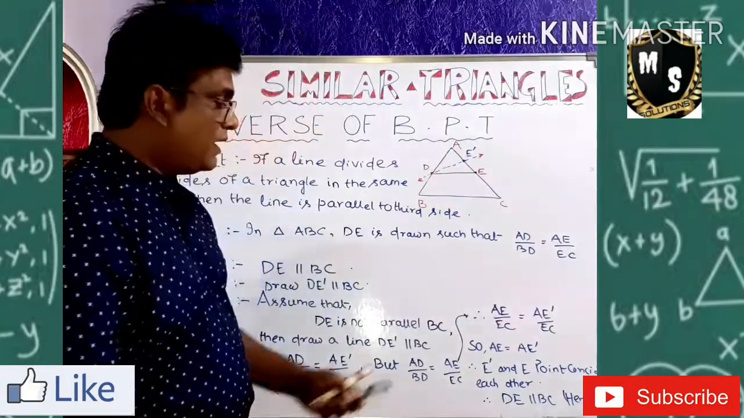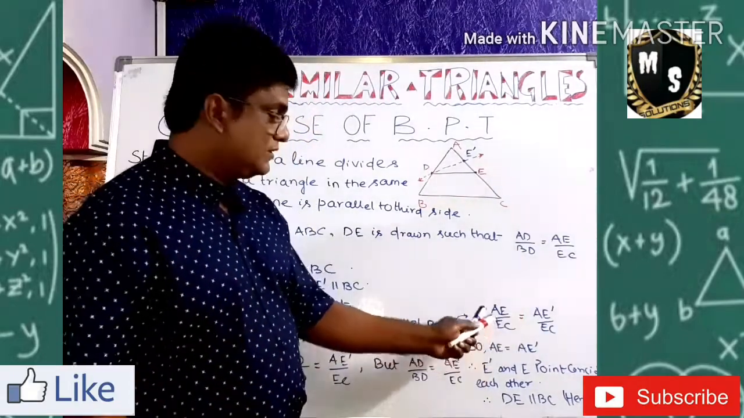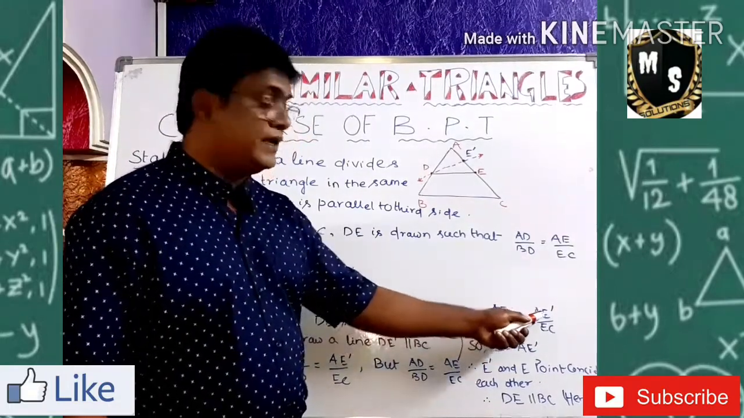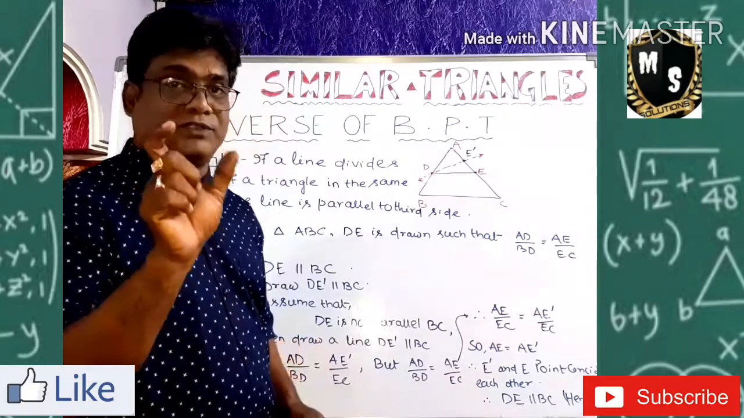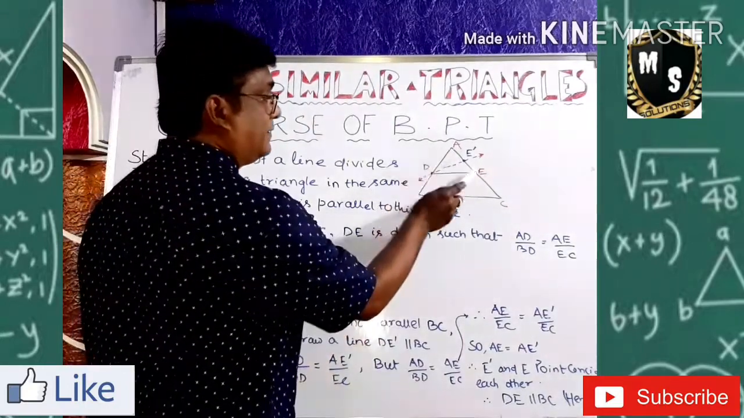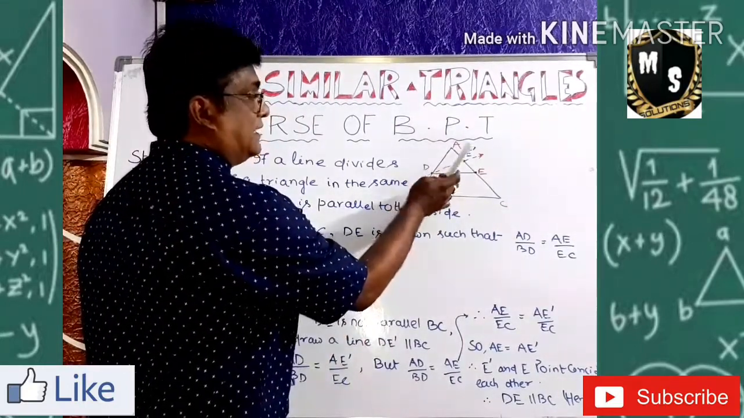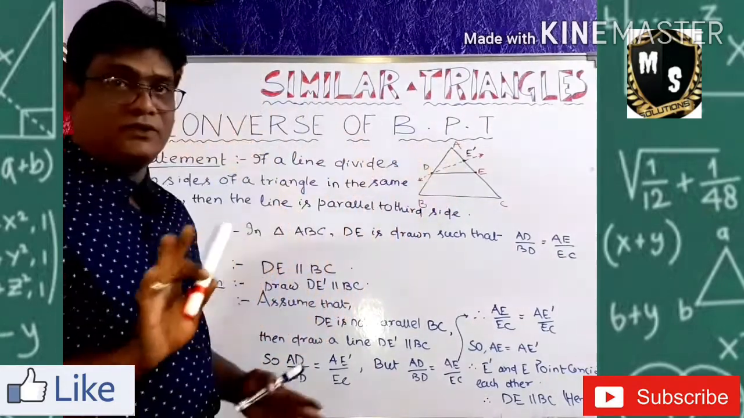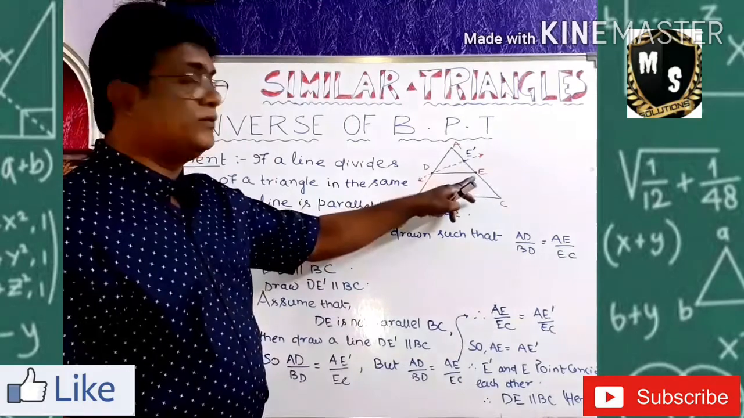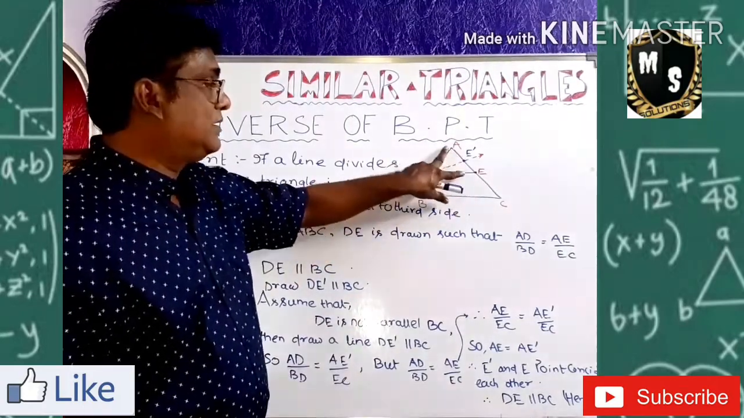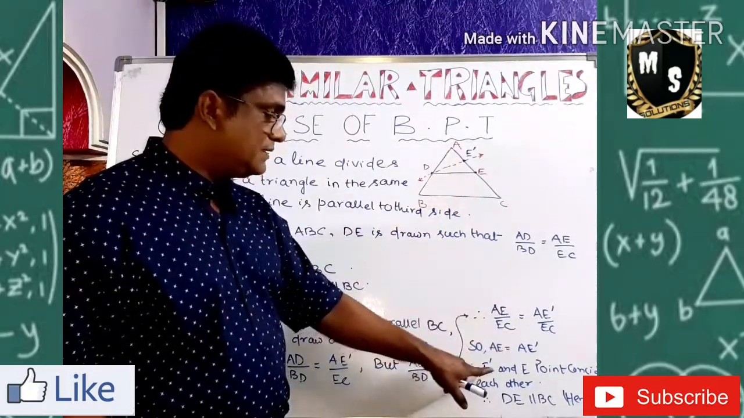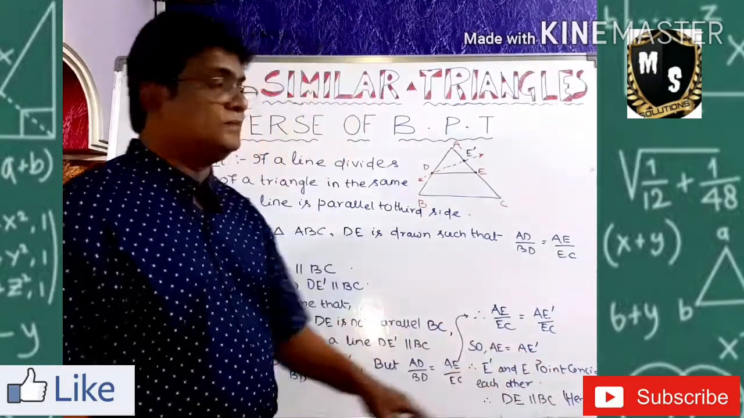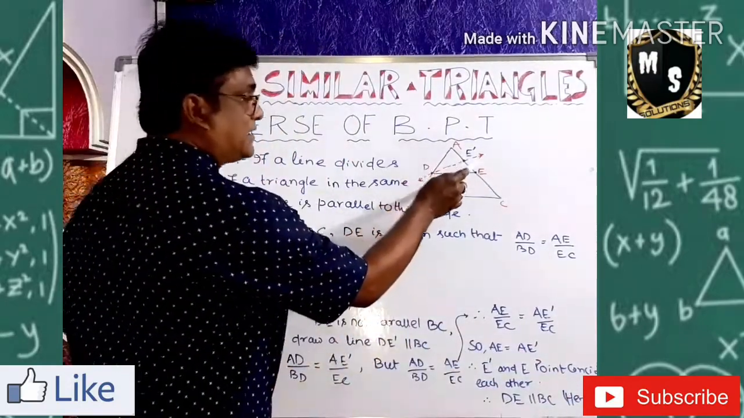See now what it is showing us. EC is common in both, and AE is equal to AE dash. Mark this observation: AE is equal to AE dash. That means AE dash is equal to AE. So is there any E dash point? No, because this E dash point is coming to here, because this is equal to this. Now it is showing that E dash and E definitely coincide with each other.